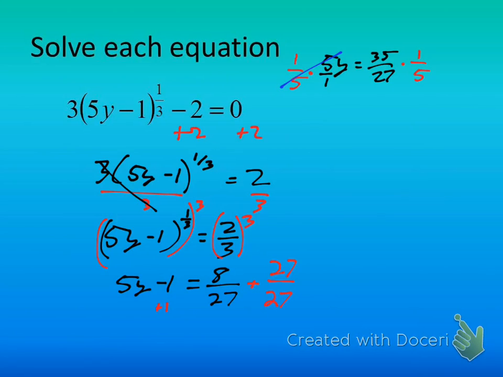Okay. Left side gives you y equals 35/27 times 1/5. What happens here? Divide by 5. So 5 goes into 35 how many times? 7. So what's your final answer? 7 over 27. See, you can't tell me you guys are too dumb to handle fractions. Because you're not! It could be worse. Okay?